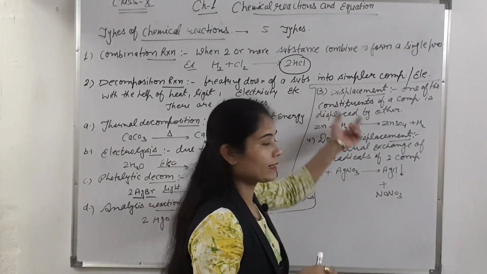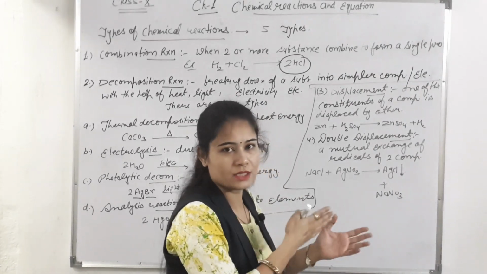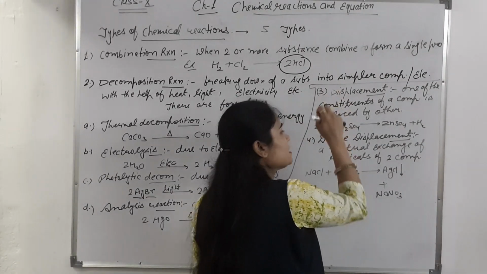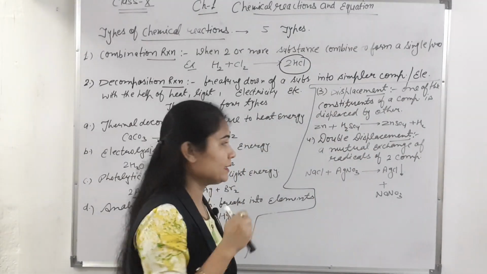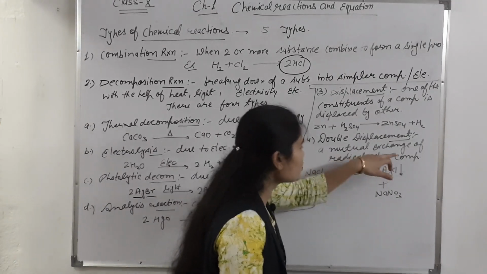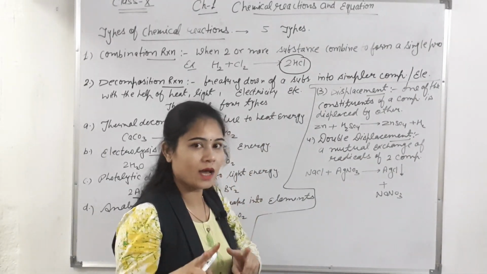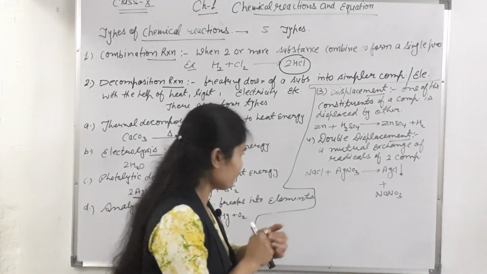This is exactly displacement, that means displacement of hydrogen by zinc. And the second type is similar to this: double displacement. We have the word "double" now. Double means a mutual exchange of radicals of two compounds. That means now we have two different products in a reaction.